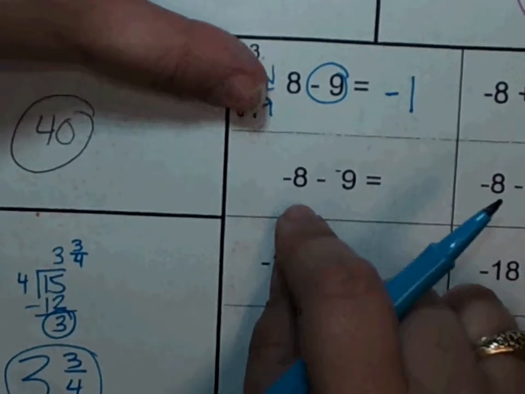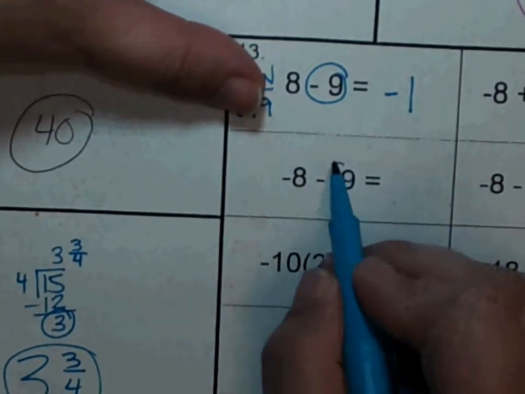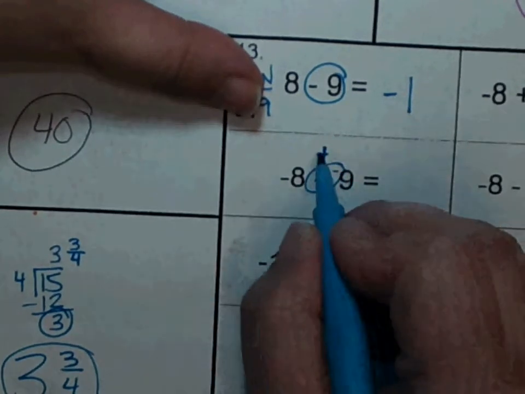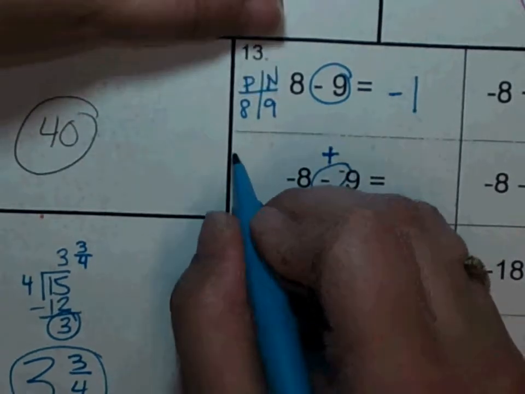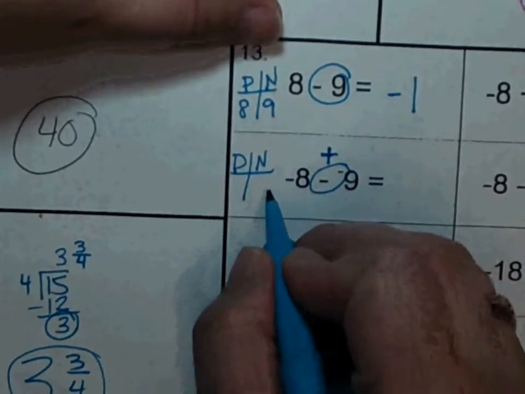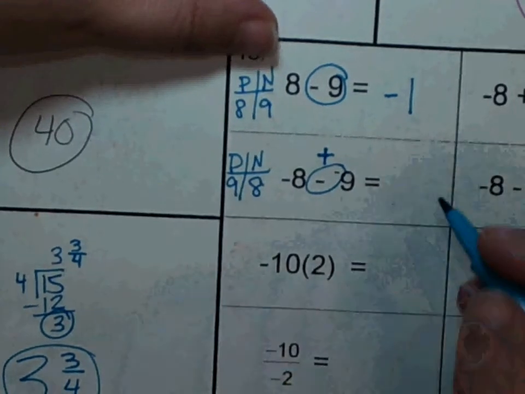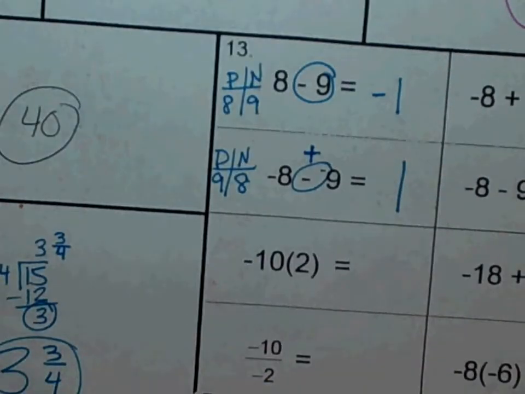Alright, this next one. This is what threw some of you guys on the test. When you have minus and negative, that becomes a plus. So now, 8 points for the nobodies, 9 points for the positive people. My answer is +1 now. Okay?